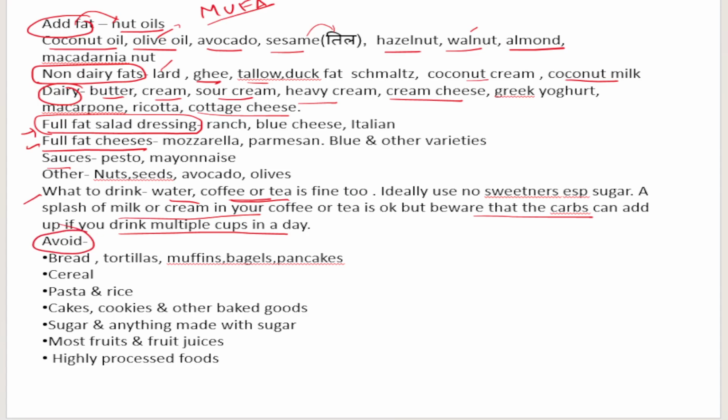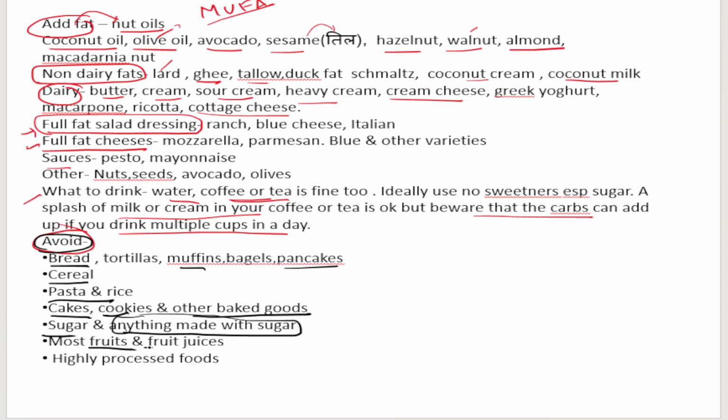Then what should you avoid in a ketogenic diet? You should avoid bread, muffins, pancakes, etc. Avoid cereals. Avoid pasta and rice. Avoid cakes, cookies, and other baked goods. Avoid sugar and anything that is made with sugar.